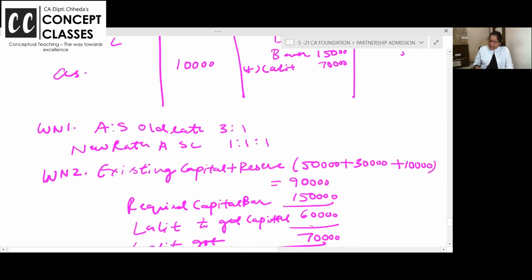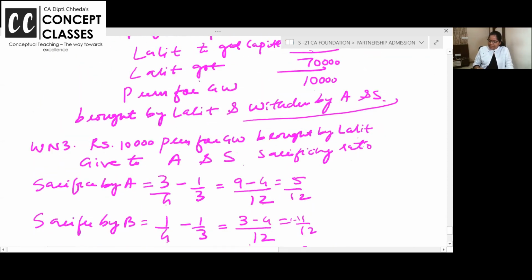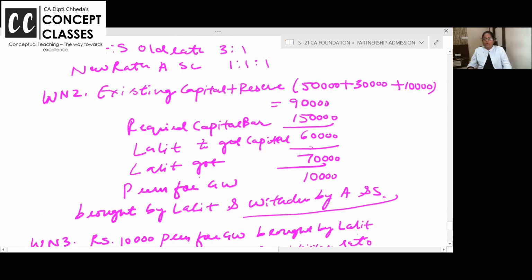Come back to the working. One nice adjustment I am telling you. Yeah, working note 2. Right now the capital is 90 and there are no revaluations. We want it to be 150. Who said? The problem said, bring the capital to 150. So we said Lalit brings 60.